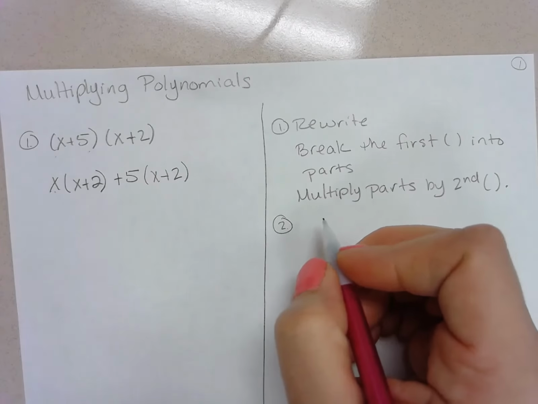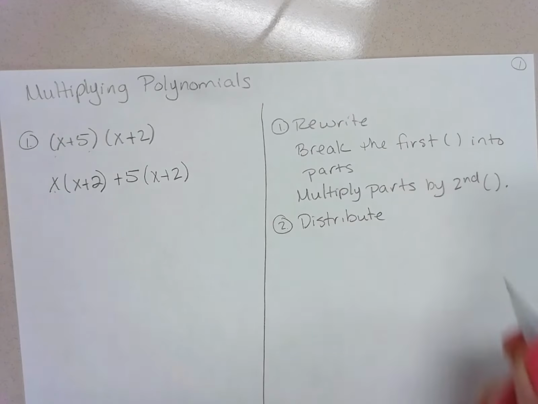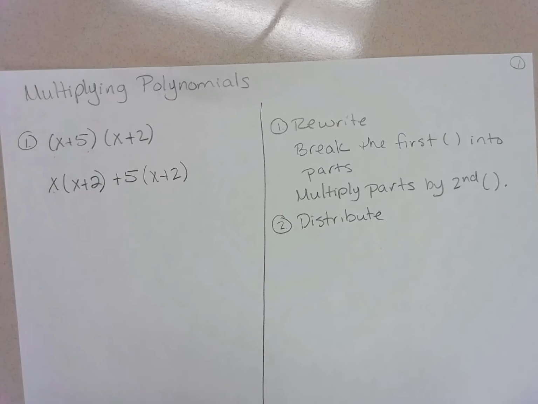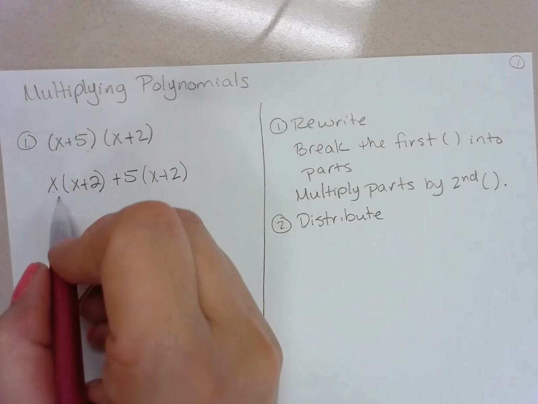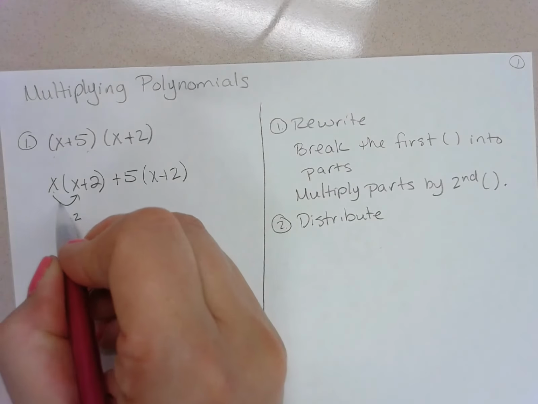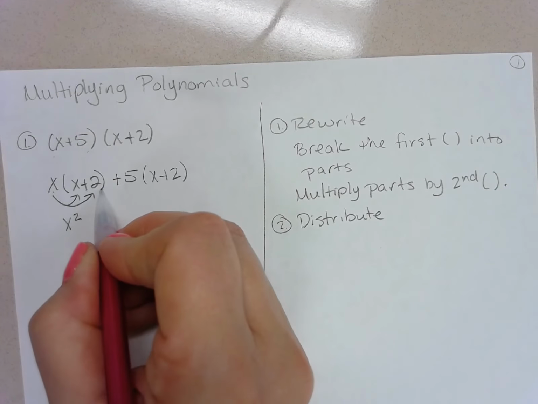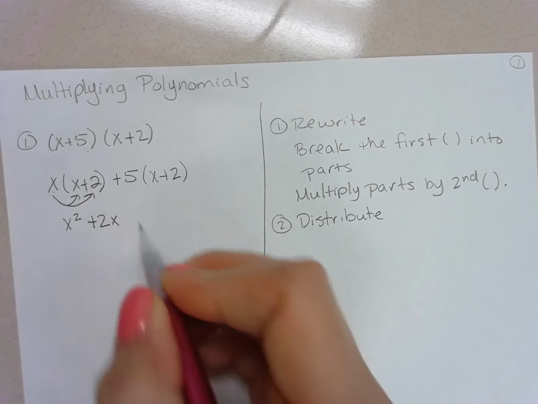Then the next thing we want to do is we just want to distribute. So just like solving any equation or simplifying any expression, we want to get rid of these parentheses. So we're going to distribute in order to do that. So I'm going to say x times x, which is x squared, and x times, and remember this plus sign goes with this 2, so it's x times a positive 2, so that's plus 2x.